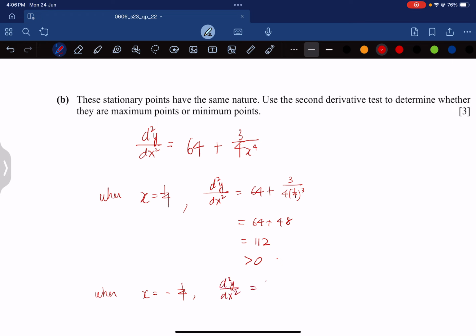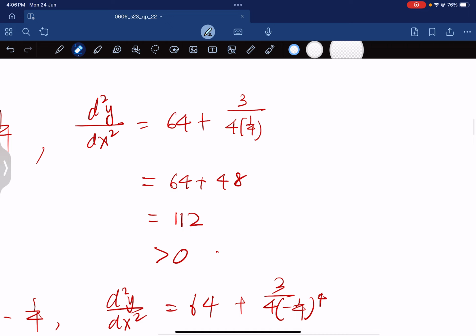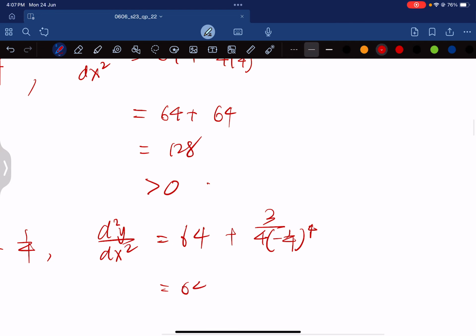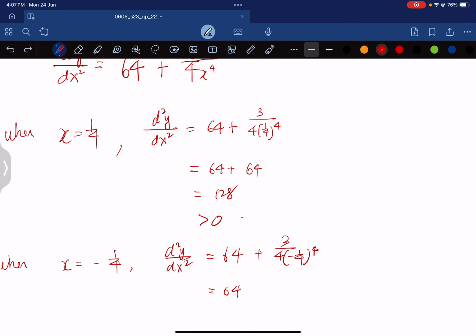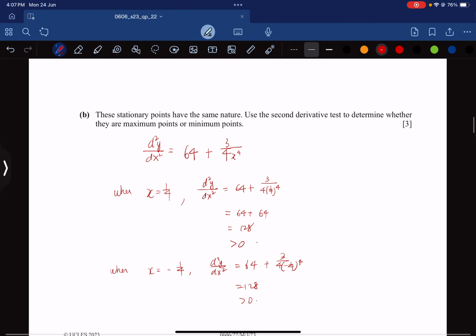d2y/dx squared equals 64 plus 3 over 4, x to the power of negative 4. Oh no, this is to the power of 4, I made a mistake here. To the power of 4, positive or negative, they are the same. It also equals 128, which is greater than 0. So they are minimum points.